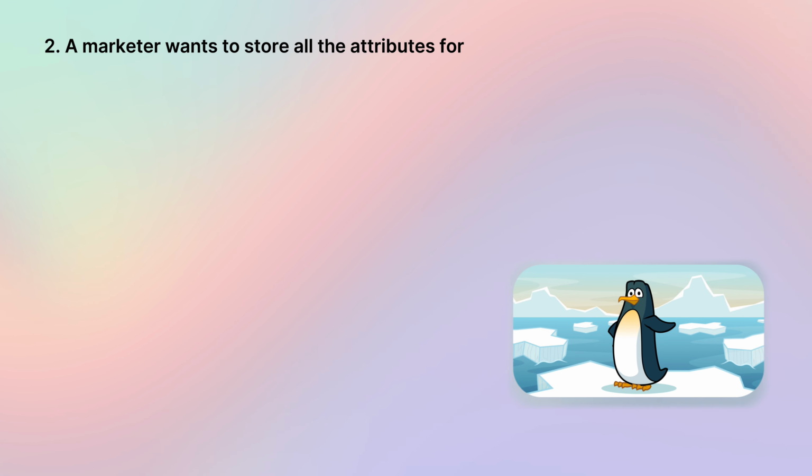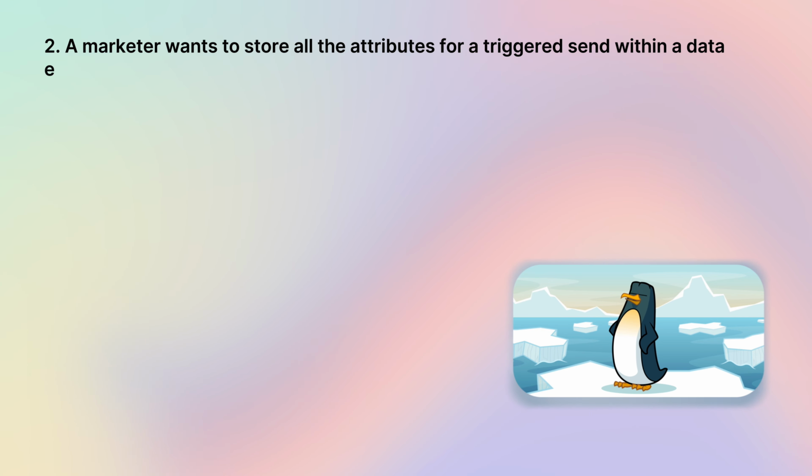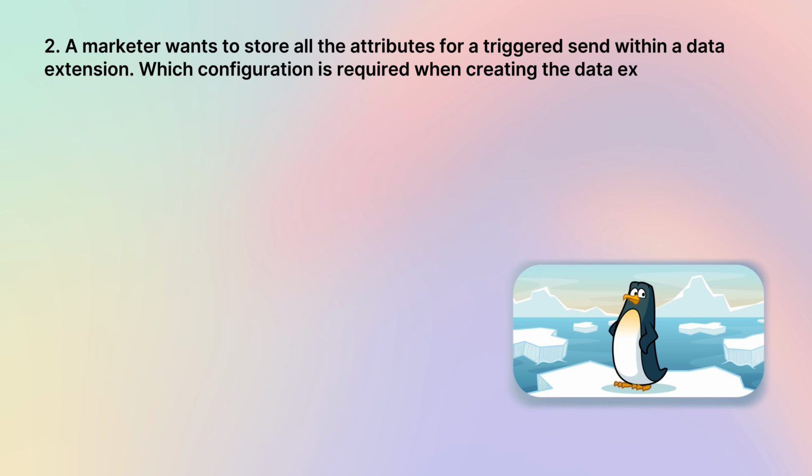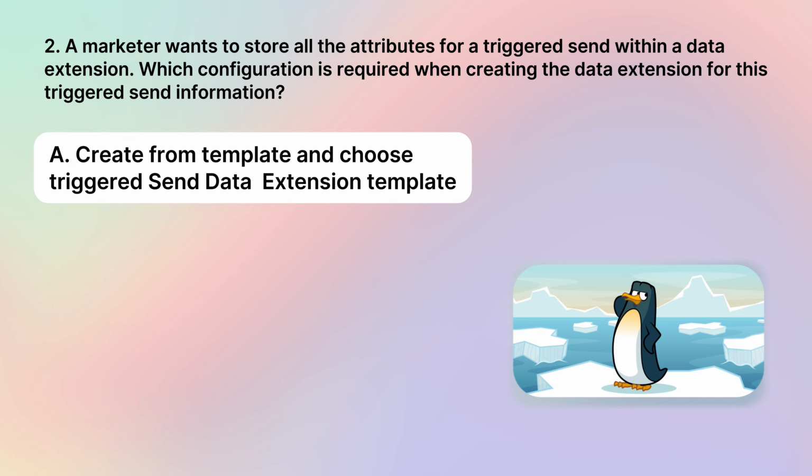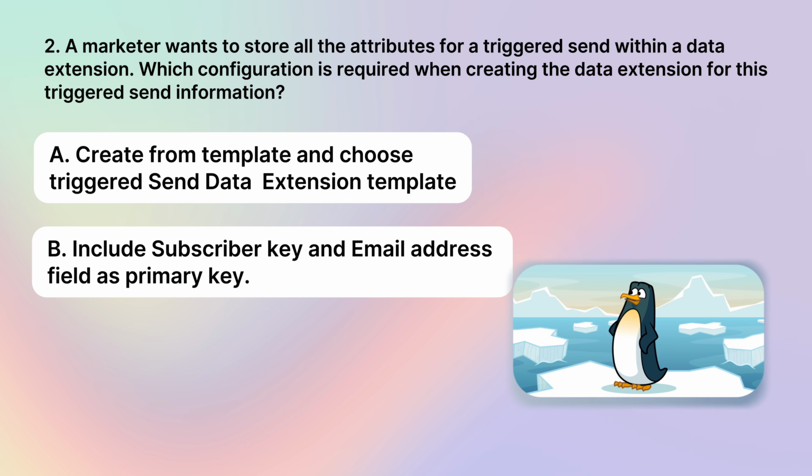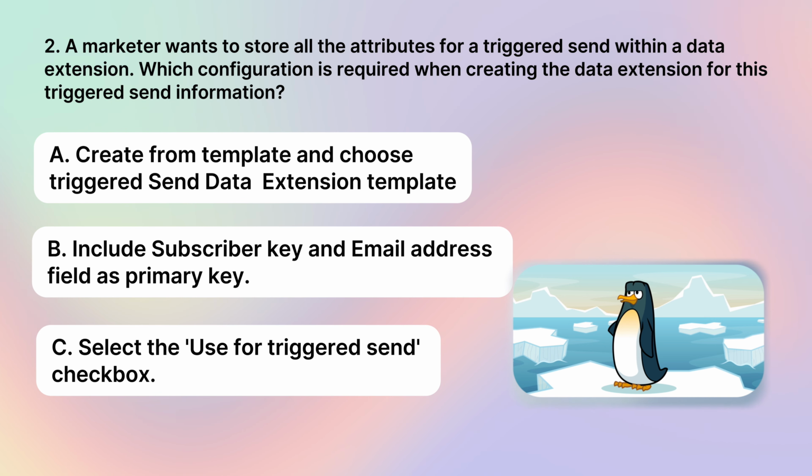Question 2. A marketer wants to store all the attributes for a triggered send within a data extension. Which configuration is required when creating the data extension for this triggered send information? A. Create from template and choose triggered send data extension template. B. Include subscriber key and email address field as primary key. C. Select the use for triggered send checkbox.